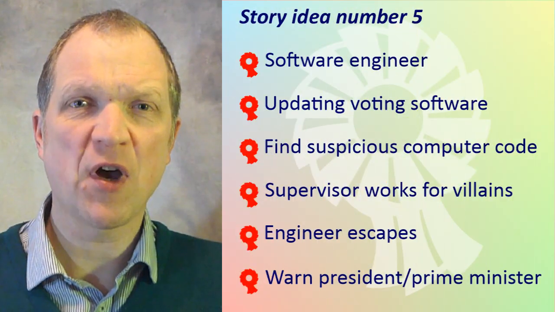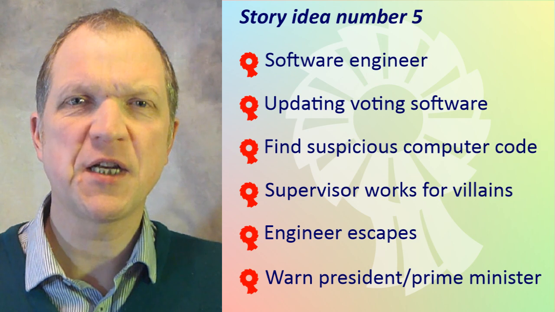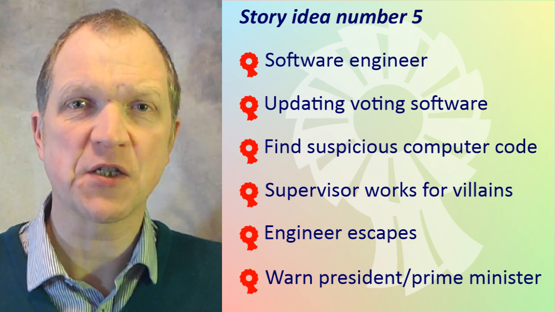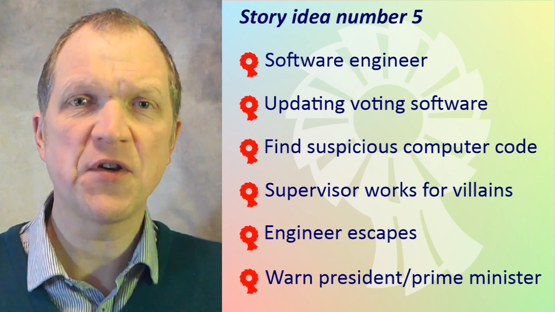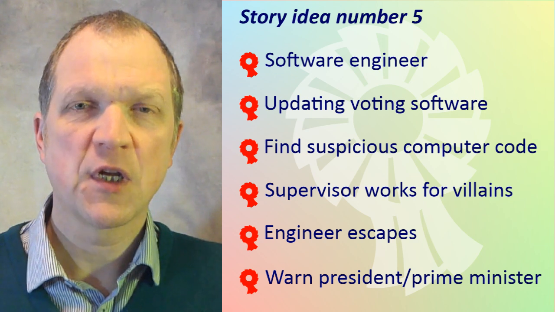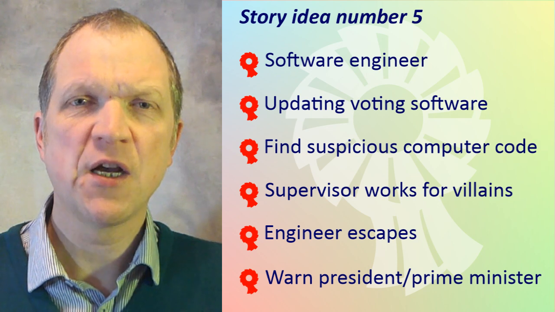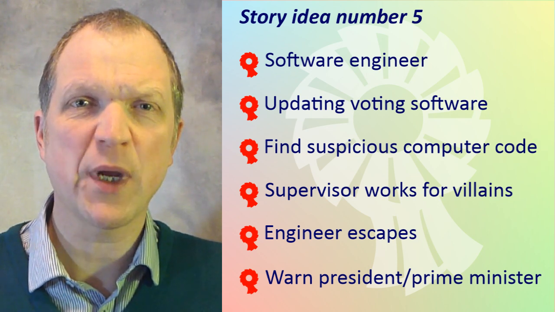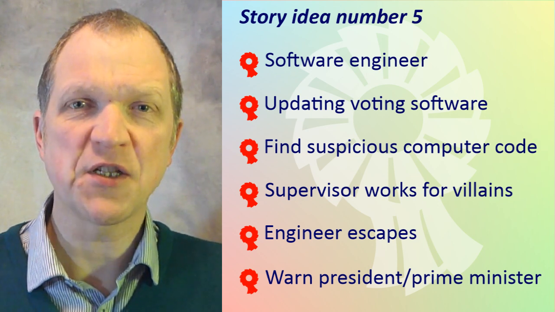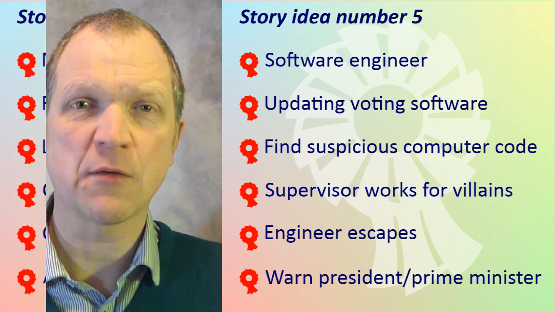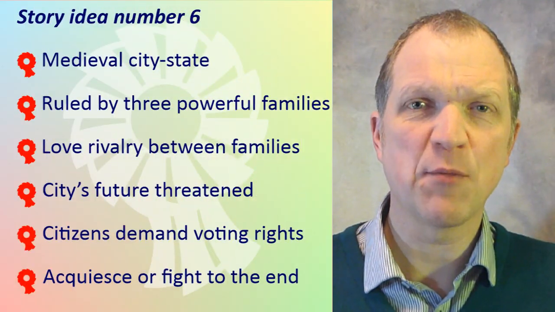Story idea number 5. While updating voting software so that it will run on the latest computer kit and operating system, a software engineer discovers a section of code that allows the vote count to be altered externally. The engineer reports this to their supervisor, only to discover, too late, that the supervisor is part of a secret wing of a political party determined to get elected no matter what. Does the engineer flee for their life? Do they manage to tell the president or prime minister? Story idea number 6.